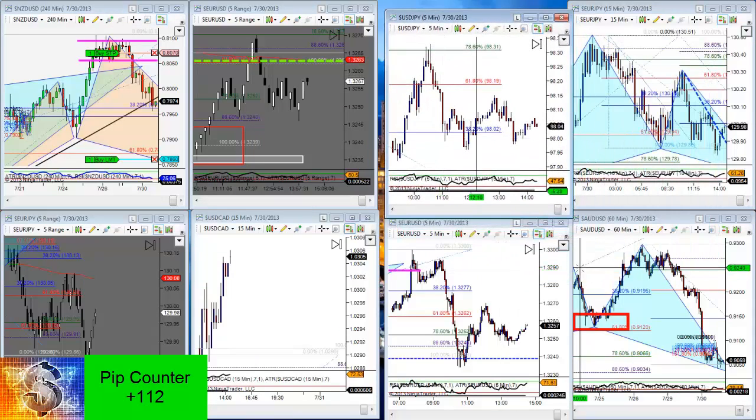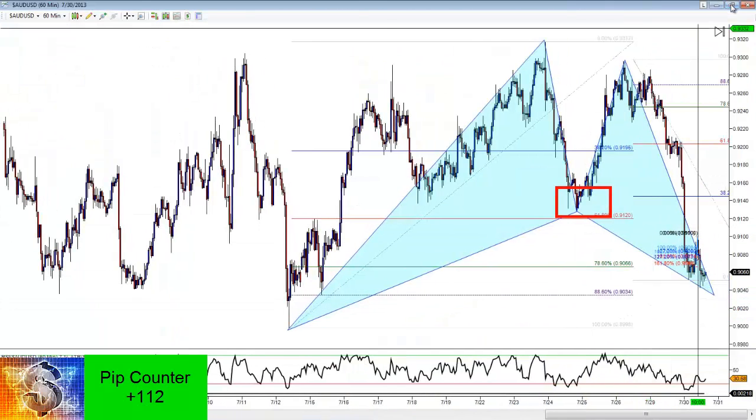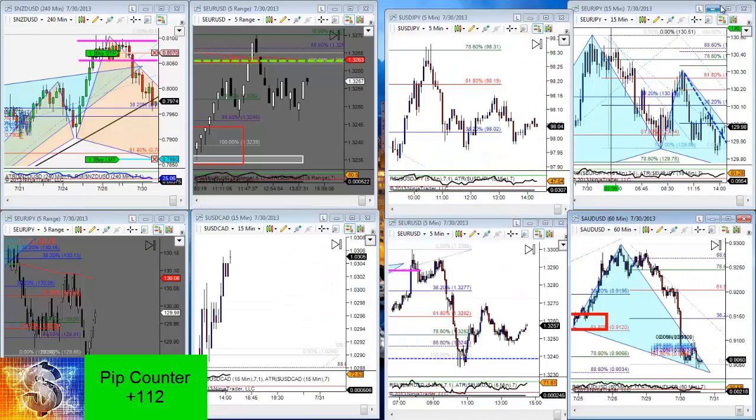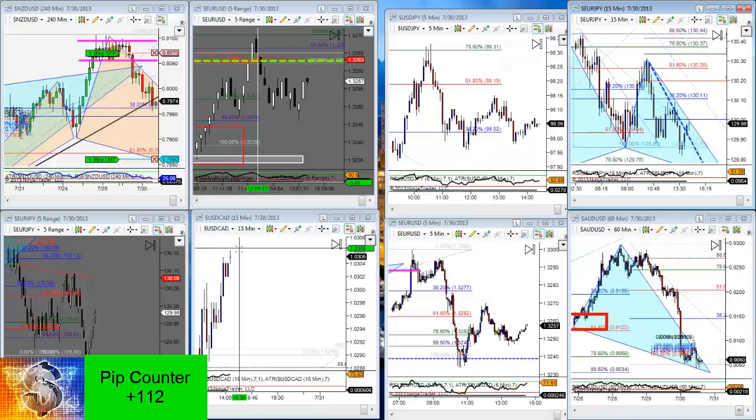What else was there? You can see Aussie dollar still waiting for a bat pattern in progress. We didn't get there yet. Euro yen still waiting for a bat pattern.